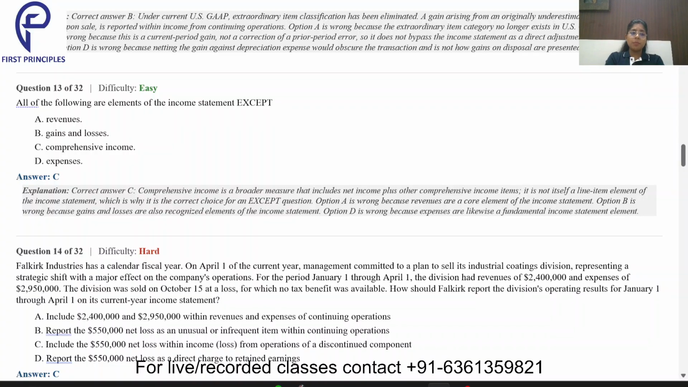Question number 13, very important, very easy. All of the following are elements of the income statement. What do we report on the income statement? Revenue, expenses, gains and losses. Those are options A, B and D. So option C will be incorrect. Why? Because comprehensive income is not a component of the income statement. Comprehensive income is the sum total of net income and other comprehensive income. So that is why option C is the correct answer.